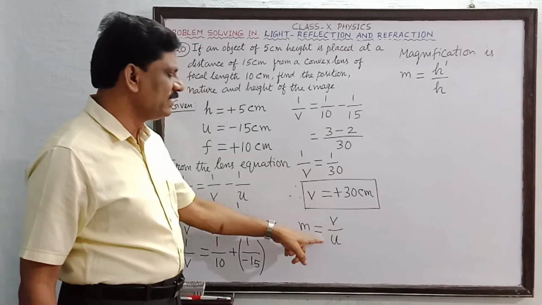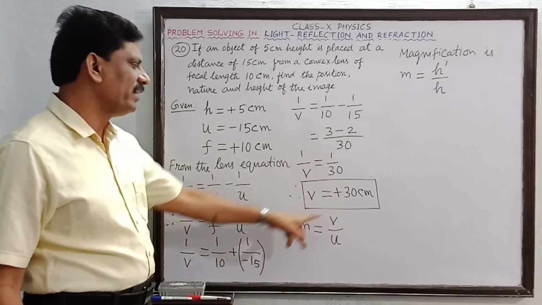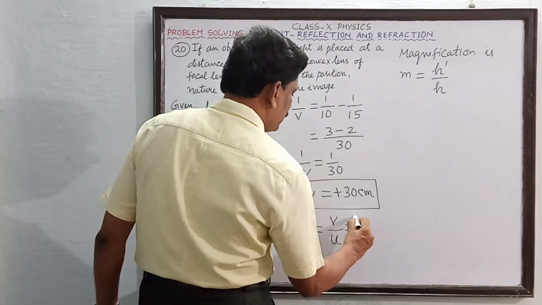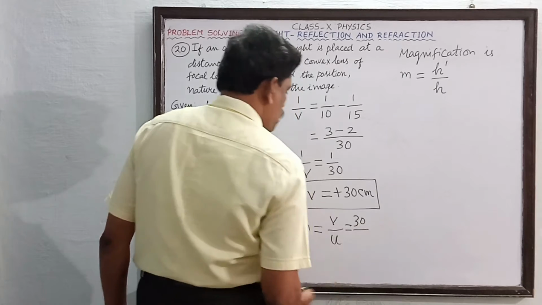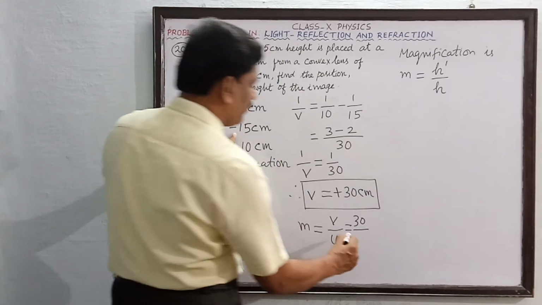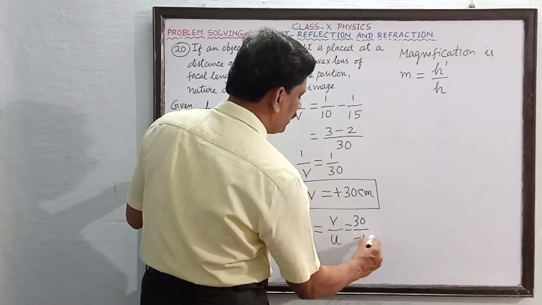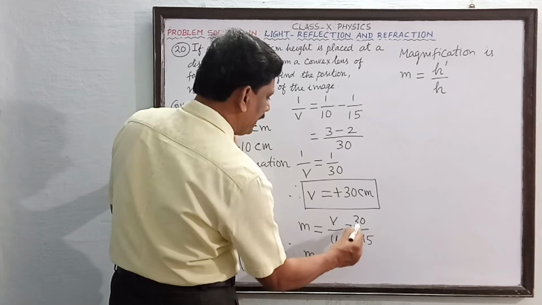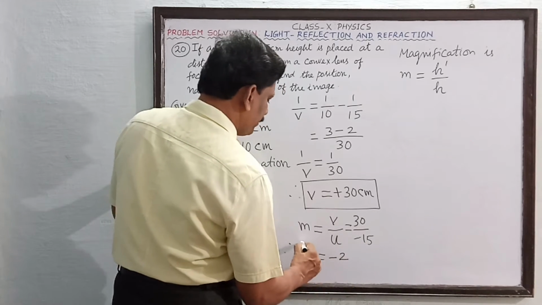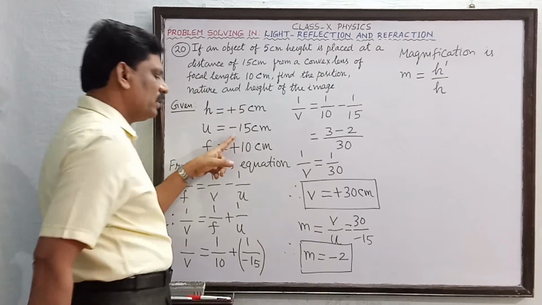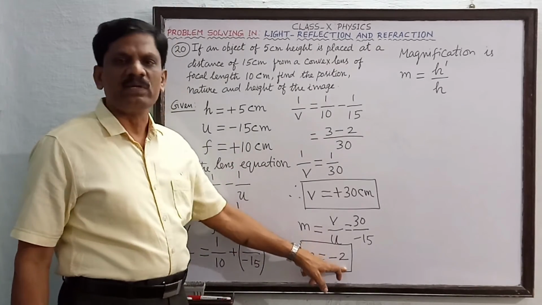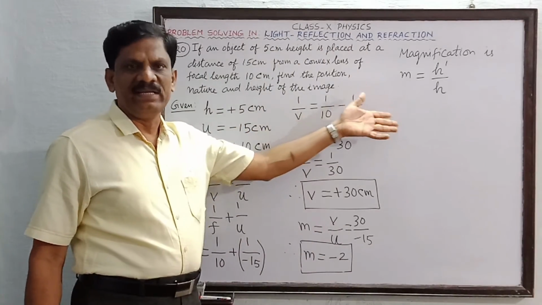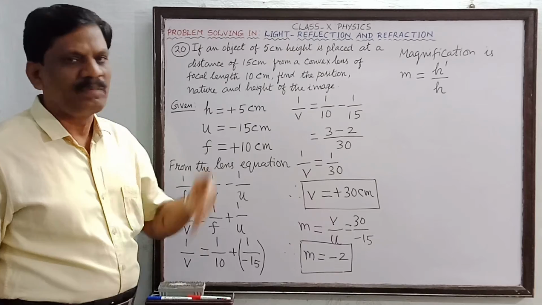First, using this expression, I am going to find the magnification, because v is equal to plus 30. Okay students. So this is 30 divided by u, where u is minus 15. Therefore m is equal to minus 2. That means magnification is 2 times. It is an enlarged image, but the minus means that on the right side of the lens we are getting an inverted image. That is the meaning of it.